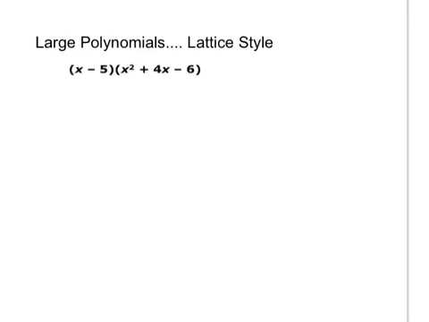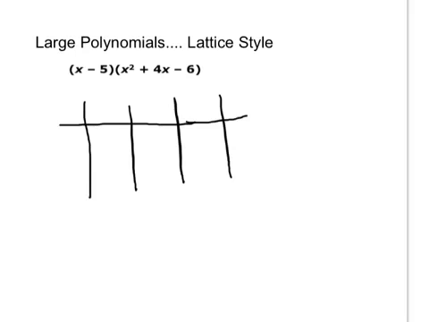Another method of multiplying these large polynomials is what we call a lattice style. And so what we can do is we can kind of set up a table and do it this way. So if I set this up as a table, I can set it up either way. It doesn't really make a difference. And so I have this kind of lattice style.